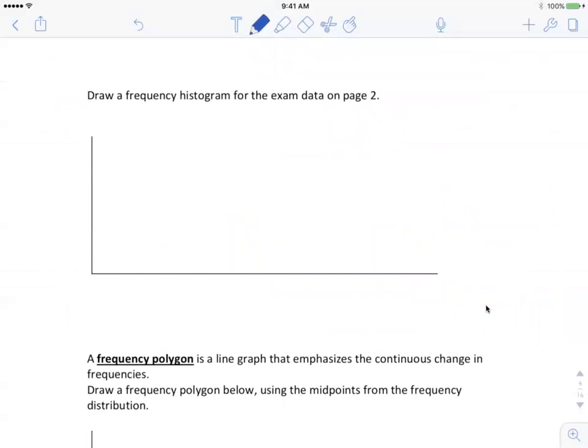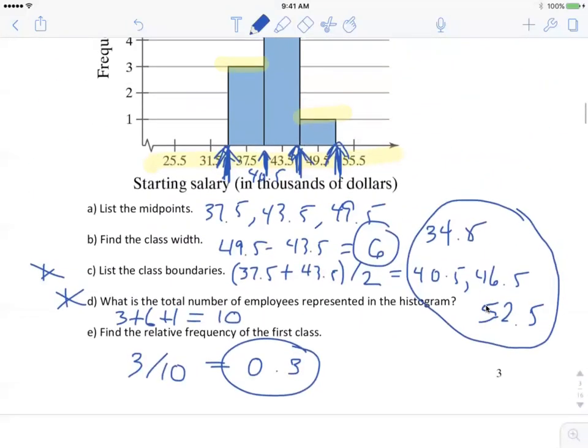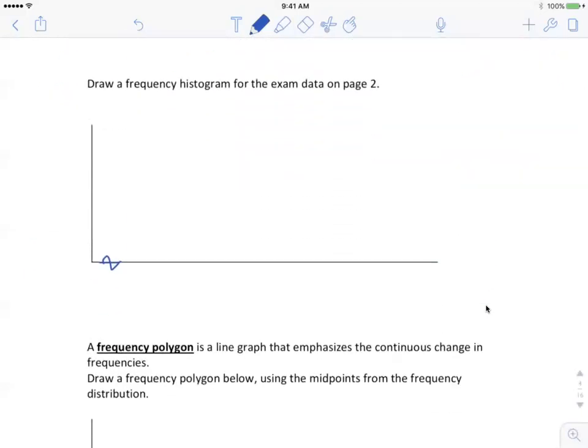Let's draw a frequency histogram for the data on page 2. That's the exam data. So the first step is to label the axes. One thing to do is you can make a little squiggle, you have it here too. That's just showing that you're not really starting at 0. You're skipping a bunch of values, and we're going to start at that first midpoint, right? So what I like to do is just label midpoints.